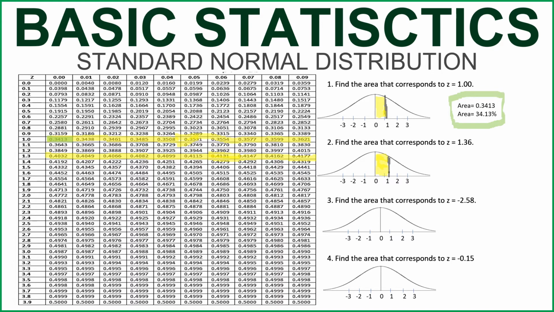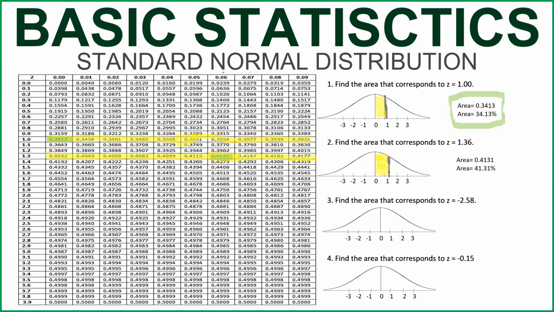Our answer is this, 0.4131. So, that is our area. Or, in percent, just multiply it by 100, our answer is 41.31%. So, madali lang siya, di ba? How about kung negative? Negative 2.58. So, saang area ng bell or normal distribution siya?